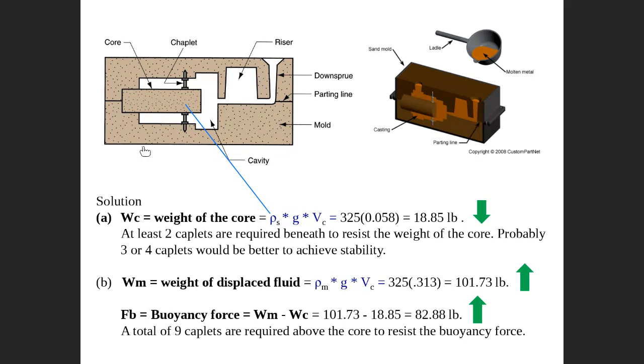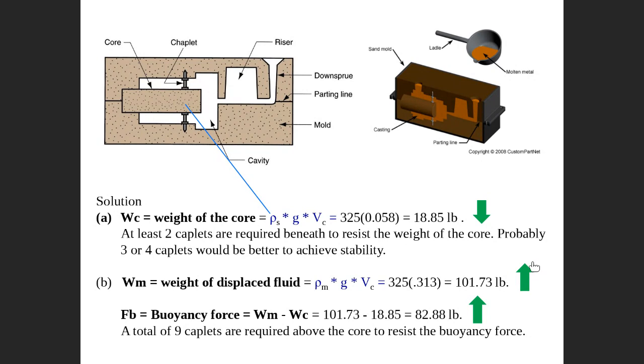Second, how many chaplets to put up here to support the core later when you put the liquid? Then we need to obtain the weight of the displaced fluid. The weight of the displaced fluid is rho metal. Be careful, this is rho sand, this is rho metal. This is rho metal multiplied by g multiplied by V of the core. Rho g is given, which is the weight density of the brass, and the volume of the core we know, then you can obtain the weight of the displaced fluid.